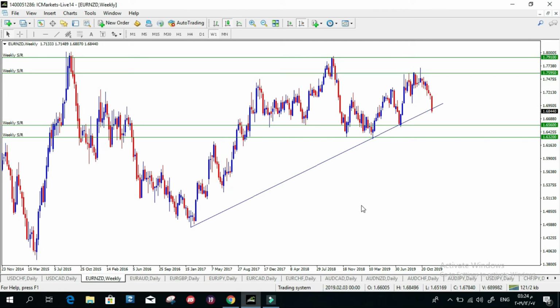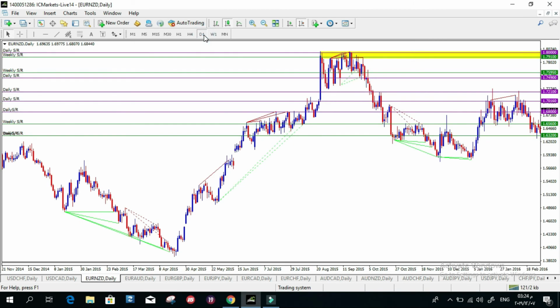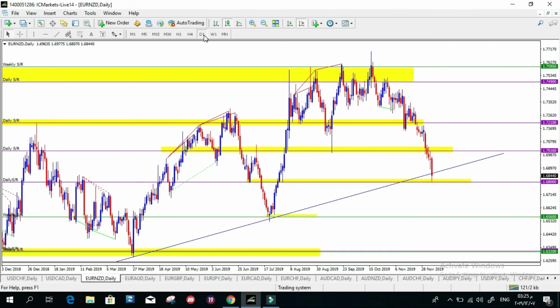Finally, we have the euro versus the New Zealand dollar. We can see on the weekly time frame that this pair has been in an overall uptrend since January 2017. And price respected this trend line twice previously, with those two bounces from over here, from the confluence of support of the horizontal level and the uptrend line. If we go down to the daily time frame, we will find that price is currently sitting on another confluence of support with this horizontal line at 1.68 and this uptrend line, this zone over here.